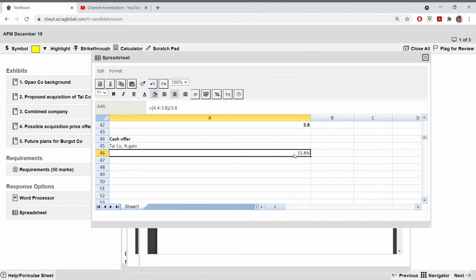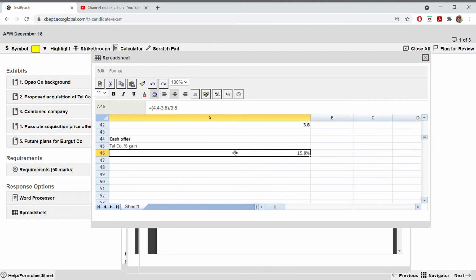So, okay, 15.8% is the gain, as you can see. Okay, it is in percentage. Already it will be shown as percentage. So this is the gain for Thai company.